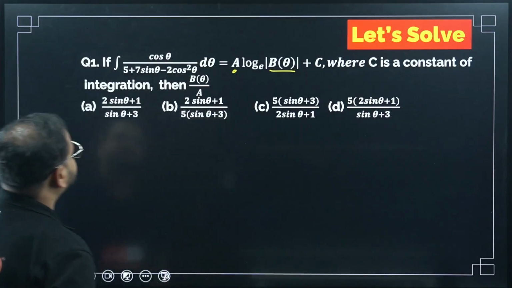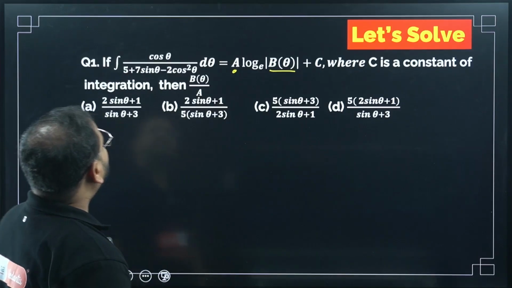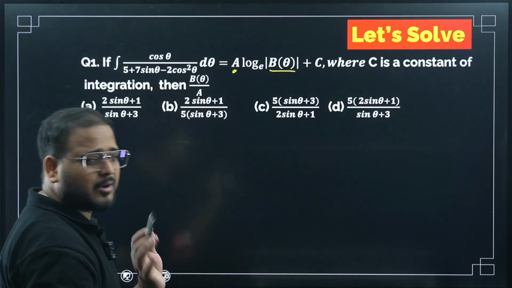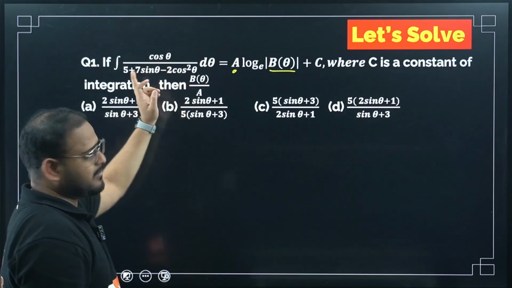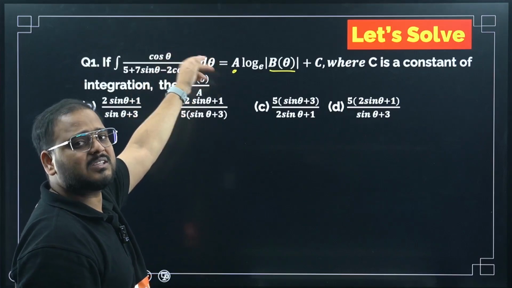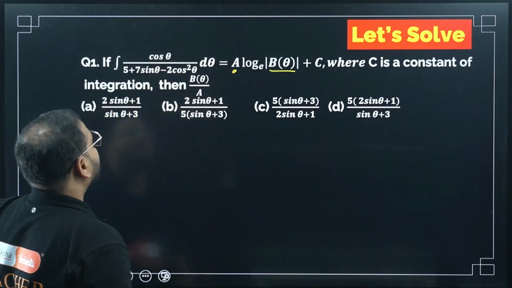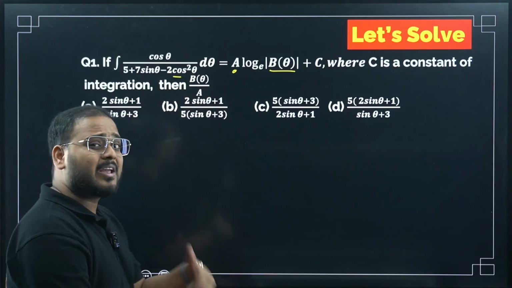So, the first one: integration of cos theta upon 5 plus sin theta cos square theta. The good thing about this question is they have already given cos over here. So when I take sin theta as my t, my substitution, d theta is already there, and cos theta d theta is going to be my dt. But I don't have sin everywhere, I have cos. So I have to make that as sin.